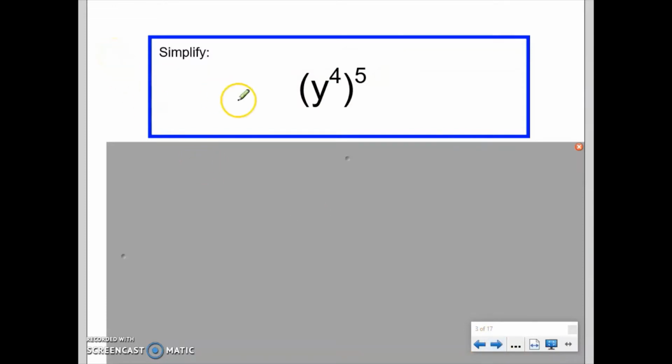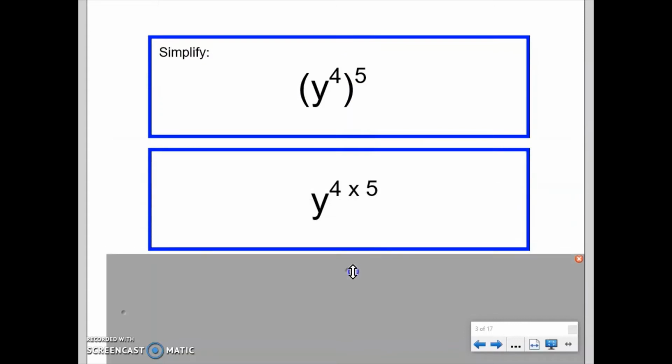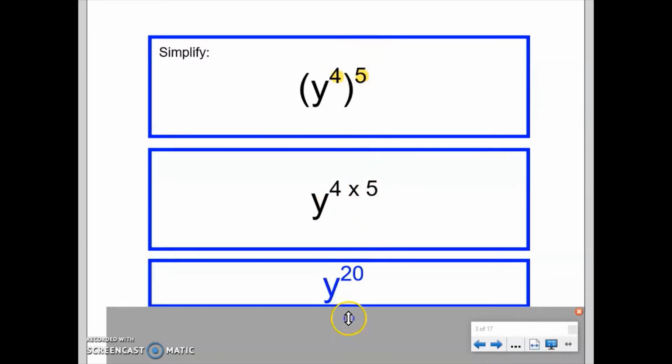The third law of indices deals with when we have a base letter and an index number inside some brackets. So y to the power of 4 all to the power of 5. In this case, the law tells us we can multiply the index numbers. So I'm going to multiply the index number inside the bracket by the index number outside of the bracket. So 4 times 5 is going to tell me that the answer to this is y to the power of 20.